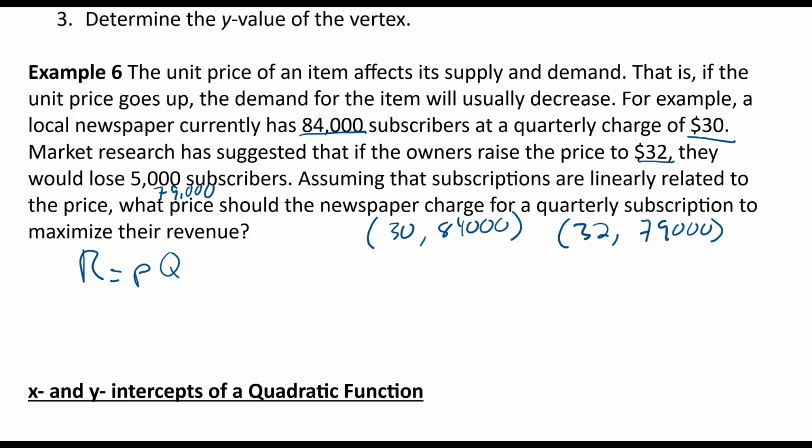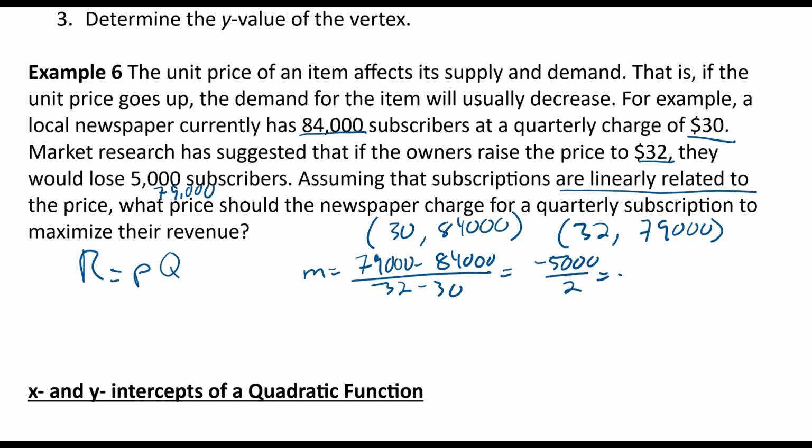Now, this looks like a linear relationship, because it says assuming subscriptions are linearly related. So let's get our slope. M would be equal to 79,000 minus 84,000 divided by 32 minus 30. So that gives us negative 5,000 over 2, or negative 2,500.